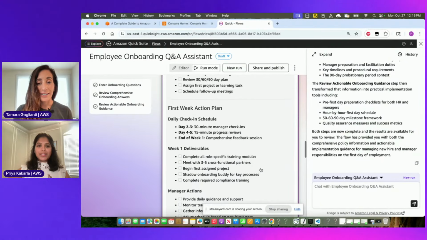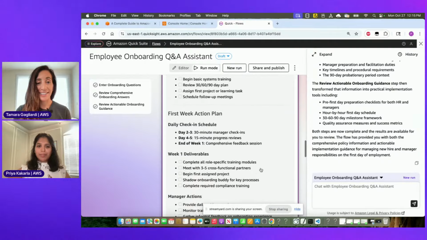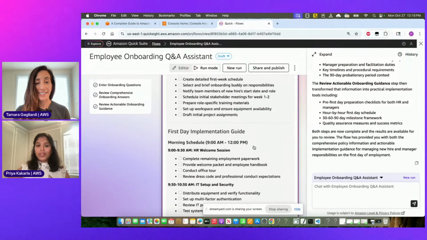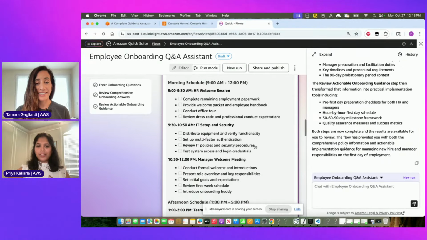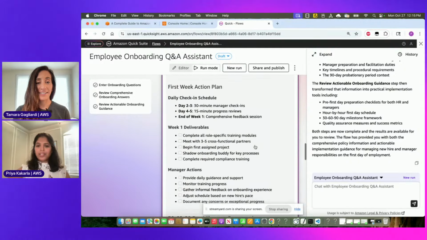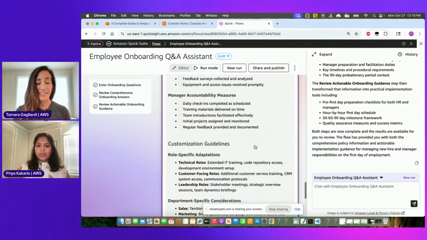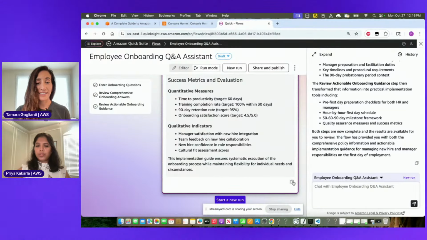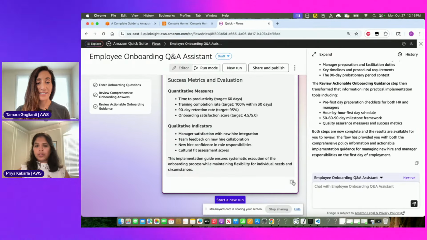Yes. So now you can see the first week action plans, and then for day one, what actions they have to take, like welcome session, setup, security, meet your manager, and all these actionable items are documented for you. All you have to do is use the copy option here. You can send it in an email, or if you have integration with Slack, you can send this in Slack, or you can open a Jira ticket and have someone take care of these things for you, and communicate these things to the new employees.